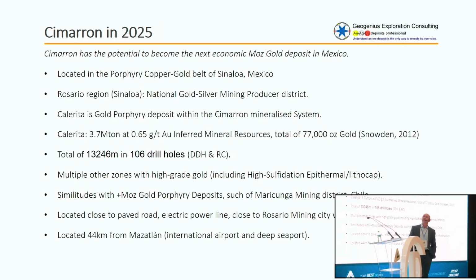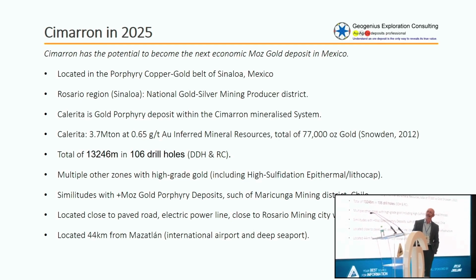Okay, Cimarron. Now I'm going to sound promotional, sorry. I think it has the potential to become one of the next economic gold deposits in Mexico. You can remove the million ounce, it's just going to be economic. It's located in a porphyry gold belt in Sinaloa, and we know it extends from Arizona to Jalisco, because in Jalisco there's some porphyry system, I tell you. That was working with Almedex.